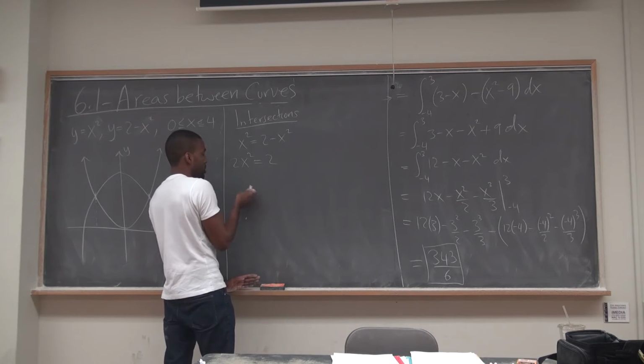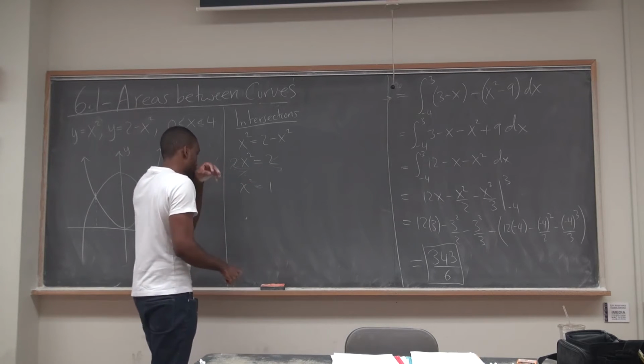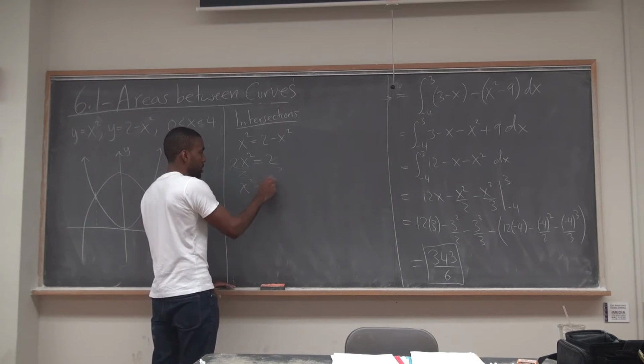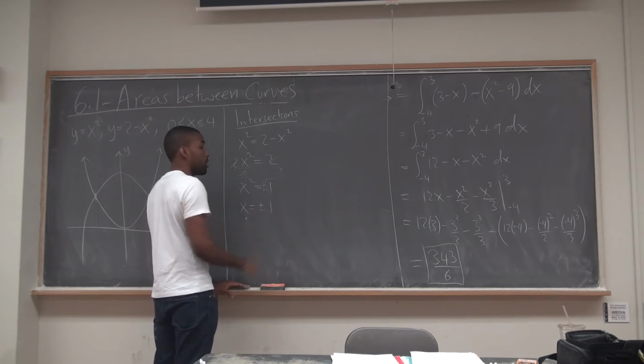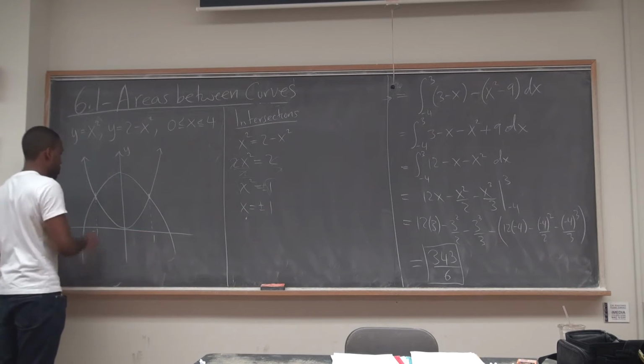You could subtract 2, there are a bunch of things you could do here. You could divide both sides by 2 and just get rid of the 2's altogether. You have x squared equals 1. You can bring it over and factor a difference of squares, or you can just take the square root of both sides. Either option is good here. So x would be plus or minus 1. So this is a minus 1, this is a plus 1.